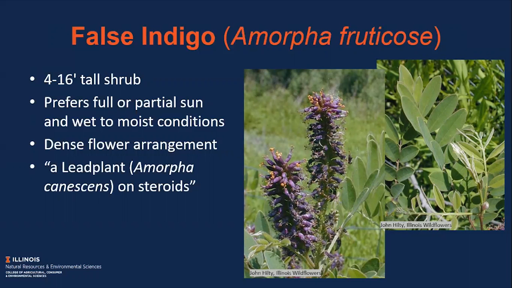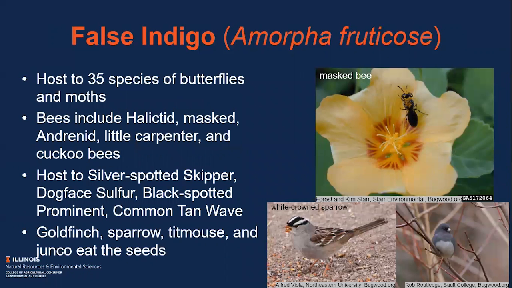So kind of fun. The false indigo is host to 35 species of butterflies and moths, including the silver-spotted skipper, dog-faced sulfur, black-spotted prominent, and common tan wave. And a number of bees are going to make use of this as well, such as the halictid. We have a picture here of a masked bee and a number of others there as well.